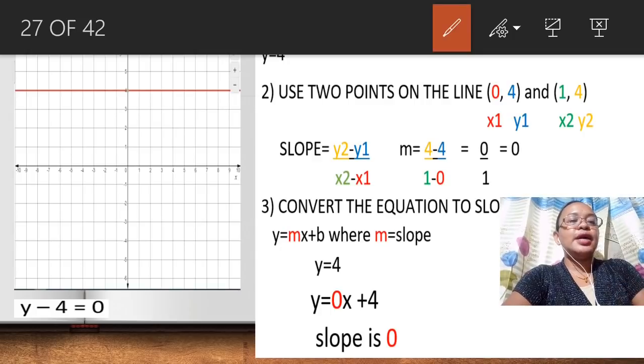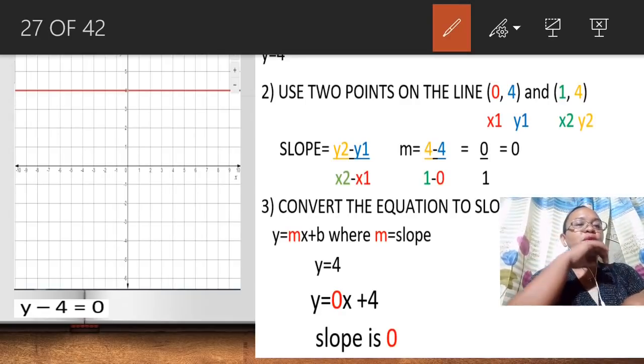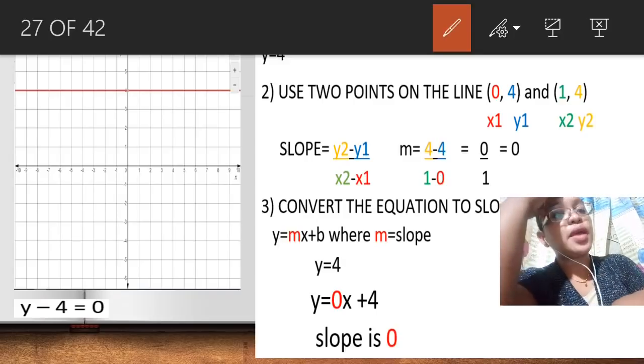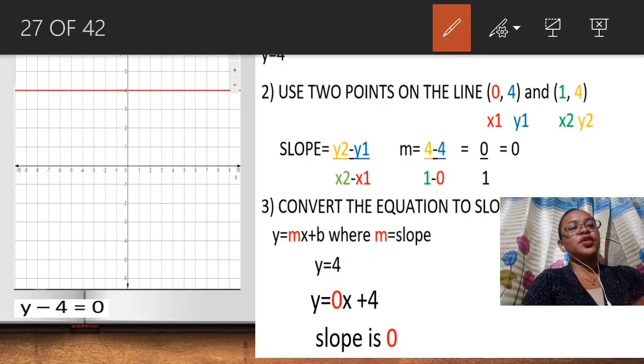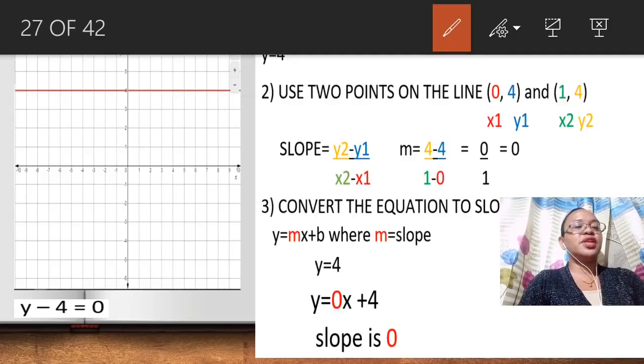Okay, we have 0 for the x1, so for the y2, that is 4, minus the y1, the blue number, that is 4. So 4 minus 4 is 0. For the denominator, 1 minus 0, the x2 is the green number, the x1 is the red number. So 1 minus 0 is 1. You see, 0 divided by 1 is equal to 0.